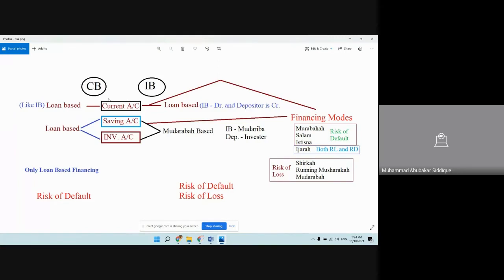In a conventional bank, it is opened on the basis of a loan based account. It means that when the depositor opens the account and keeps his or her money in this account, they are lending their money to the bank. So in the current account in the conventional bank, the depositor will be considered a lender or creditor, and the conventional bank will be considered a debtor or borrower. So in the current account, the client and bank relationship is a creditor debtor relationship. I usually call it the CD relationship.